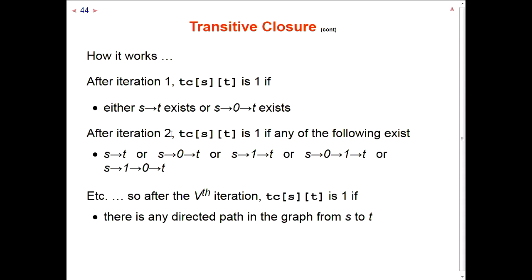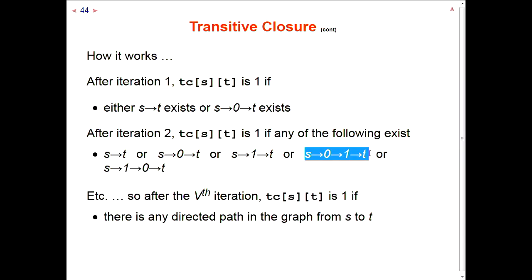So you know that after iteration 2, where you now take into account vertex 1, you have a 1 in the transitive closure matrix if any of the following cases is true. Either you have a direct edge, then it was initialized as such, or you have a path from S to T via 0. Why is that true? Because that was already in here. Or you have that path from S to T of length 2 via 1, because this is what we do in that second iteration. But most importantly, you would also get a 1 here if you have a path from S via 0 via 1 to T. So that's now a path of length 3.